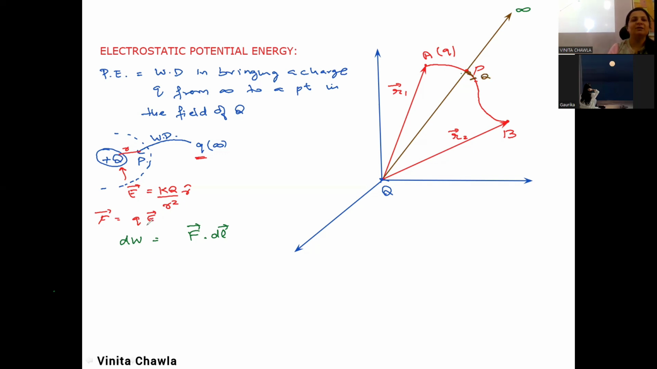So for small displacement, small amount of work will be done. So we can write vector F dot dl, or see F is QE, so minus QE dl cos theta. Any problem in this step? Because we have a dot product, right? And F is QE and dot product है, so cos theta आएगा. And this dl cos theta is equal to dr, so we can write minus QE dr.